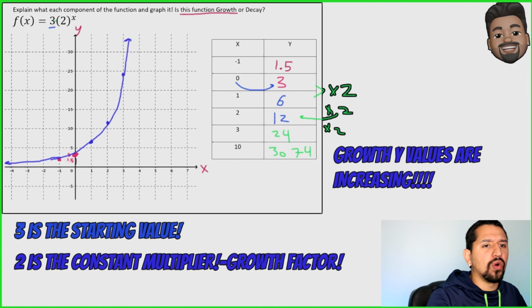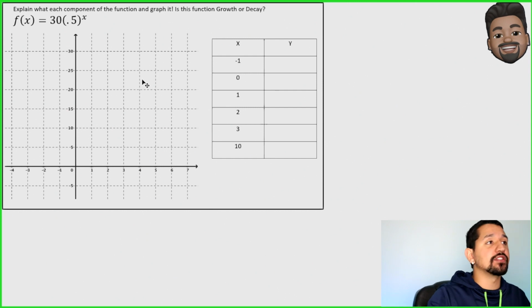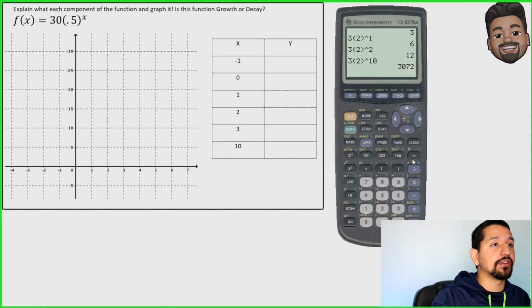Let's go ahead and go on to something that we consider decay now, so that you get an example of both. Let's take a look at this problem here. Now again, to do -1, I'm going to need the calculator for this one, but we're going to try to do this without using the calculator too much, but you can if you want to. We get 60, and that looks weird.